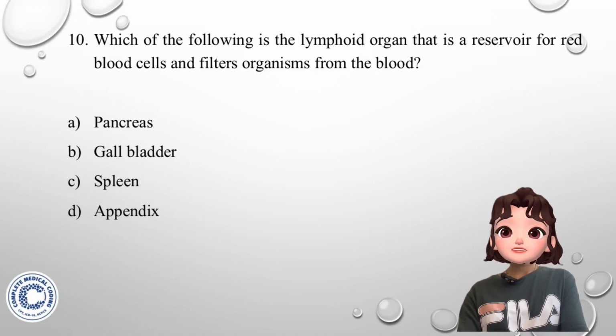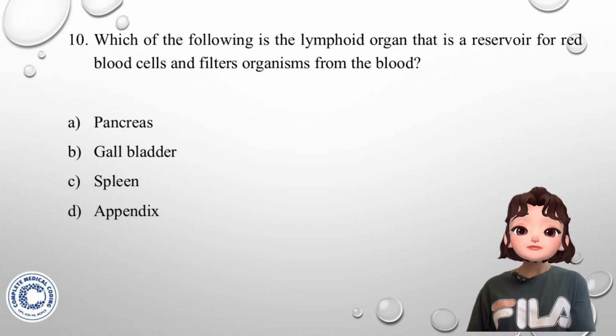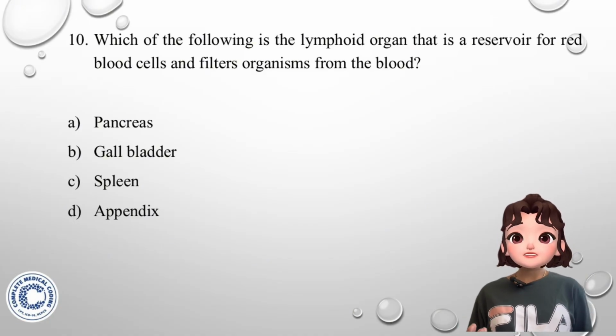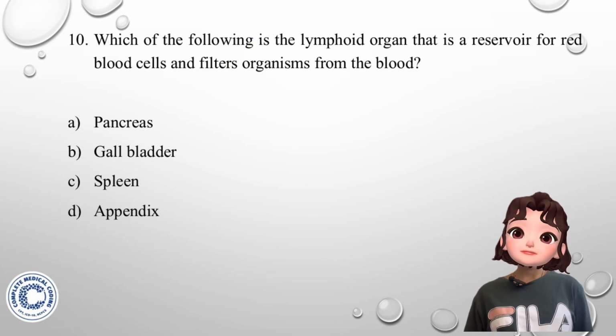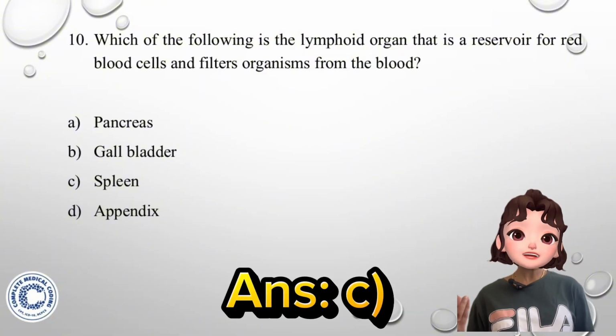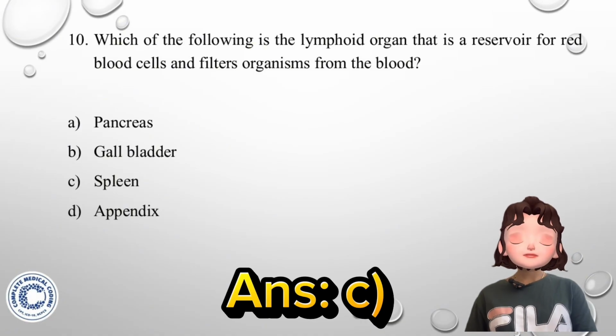All right. 10th question. Which of the following is the lymphoid organ that is a reservoir for red blood cells and filters organisms from the blood? Which lymphoid organ is a reservoir for RBCs and filters organisms from the blood? Filtering mechanism function. Which lymphoid organ? Option A, pancreas. Option B, gallbladder. Option C, spleen. And option D, appendix. So, which is that lymphoid organ? The answer is option C, spleen. Okay, spleen is the lymphoid organ that acts as a reservoir or container for filtering the organisms from the blood. All right.